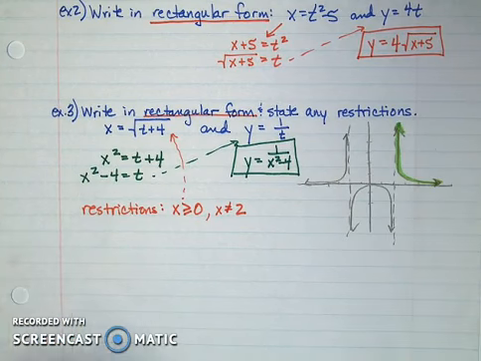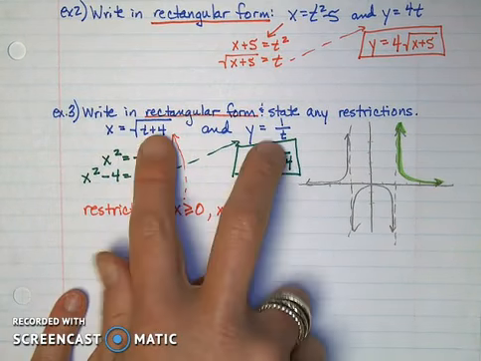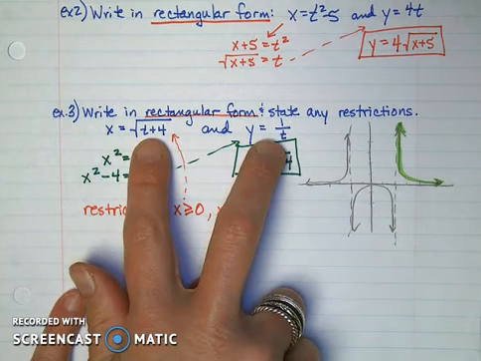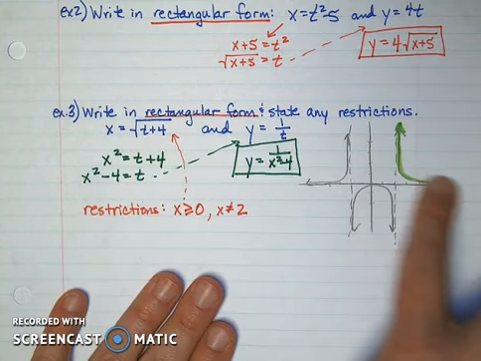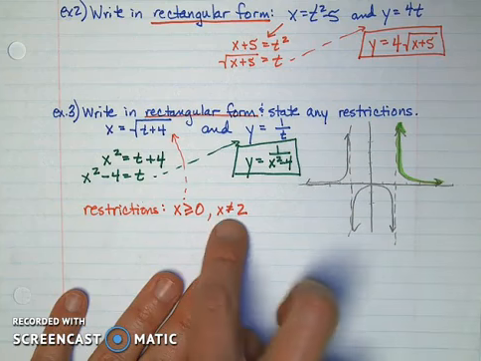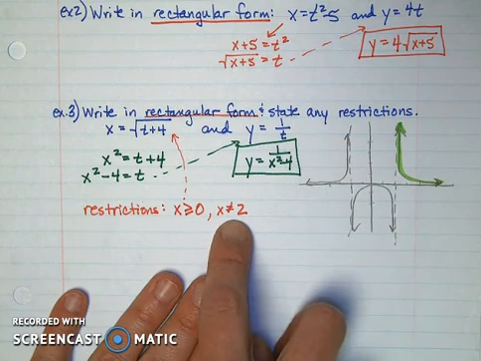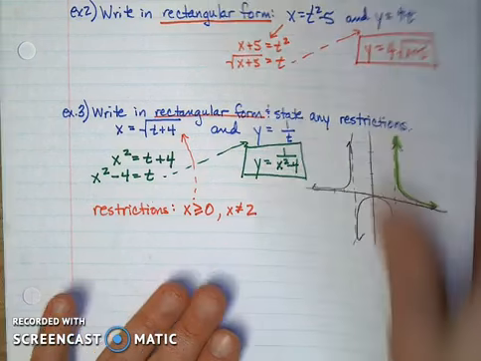Okay? If our time is going to remain in those restrictions, I have to remain over here. That is my graph then. It's restricted with these two restrictions: x is positive and it cannot be 2. Let's look at another example.